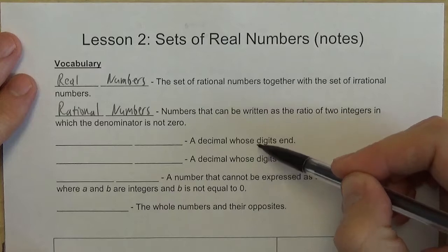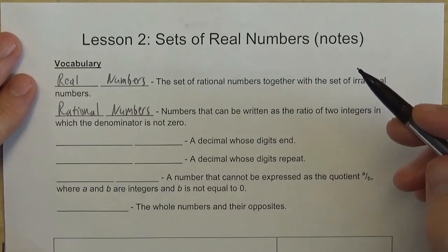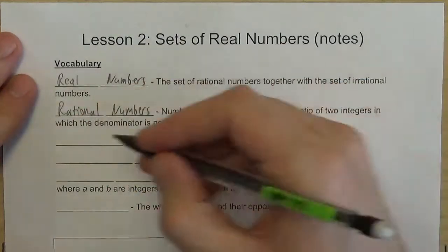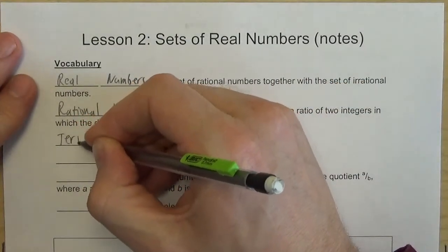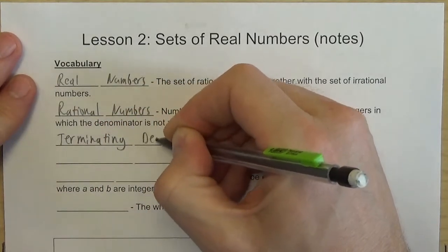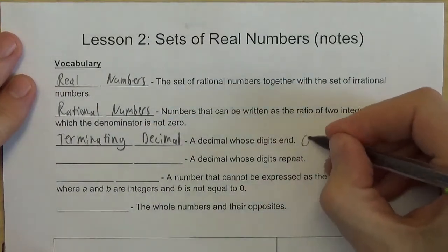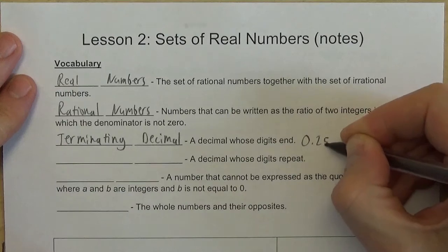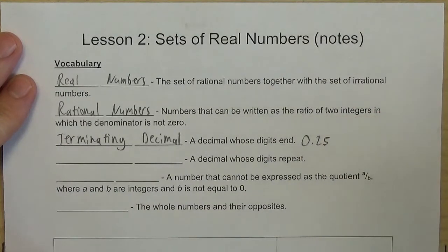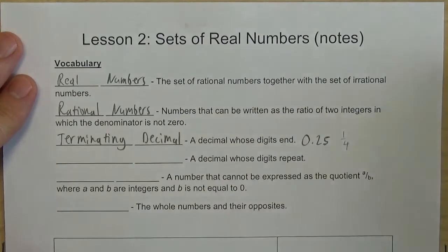Underneath rational numbers, we have a couple definitions here of decimals that are rational numbers. One of them is a decimal whose digits end. So a decimal whose digits end is called a terminating decimal. The word terminating means to end. So if you have something like 0.25, that decimal ends after the 5. There's no more numbers after that, so that's a terminating decimal. That's the decimal form for 1/4. So we know that it can be written as a fraction. So we have the fraction form right there.